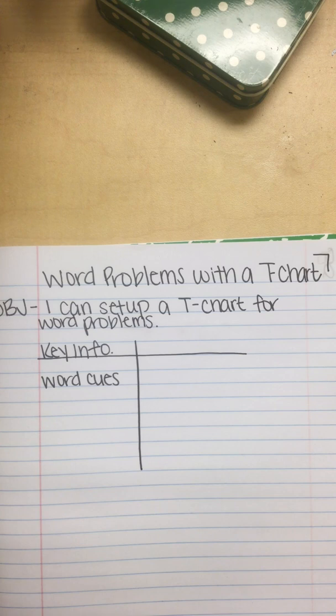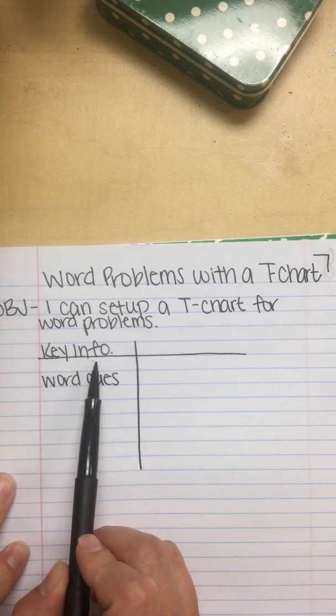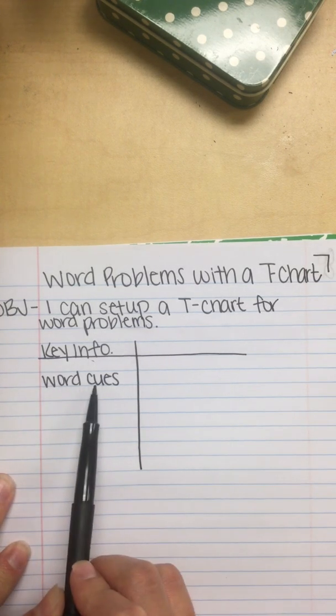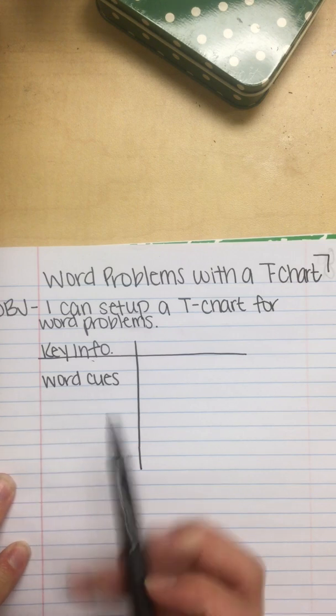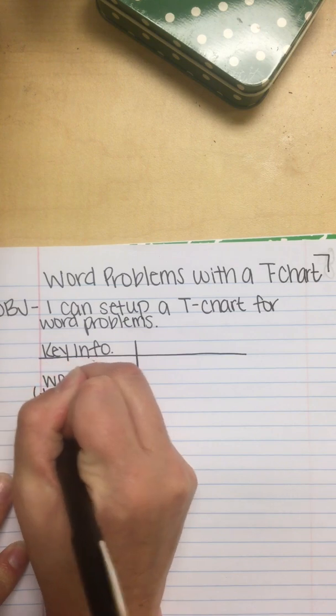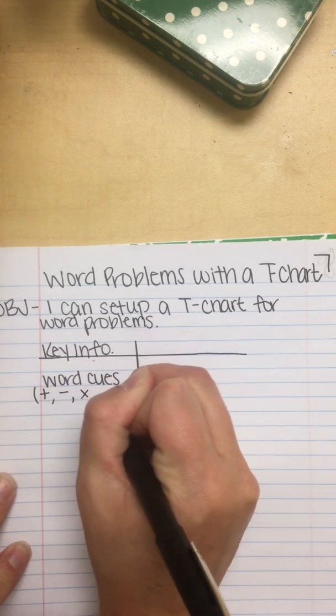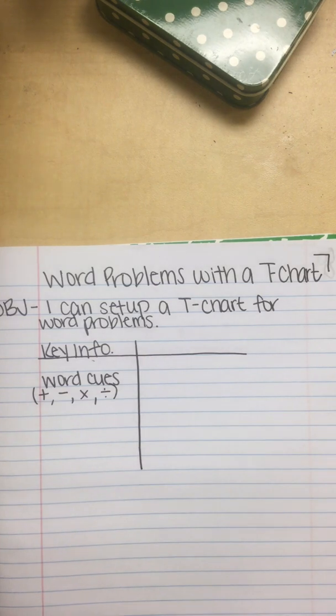If you see divided by, obviously that means division. If you see parts or quotient or split, we're going to split something, that normally means division as well. So anytime you see those words, that's key information. So we would write those words down, okay? So I'm just putting word cues. Then I'll put in parentheses here, that means it's going to tell us what operation we are going to do. Addition, subtraction, multiplication, or division, okay?